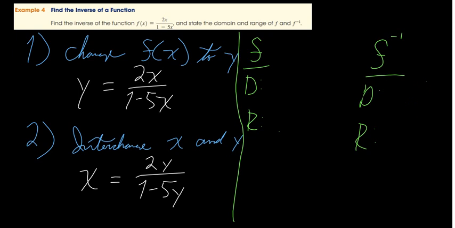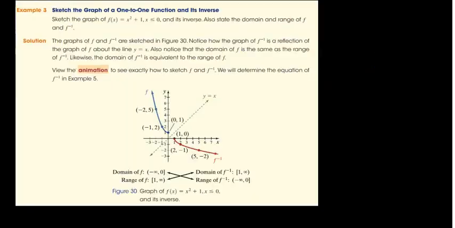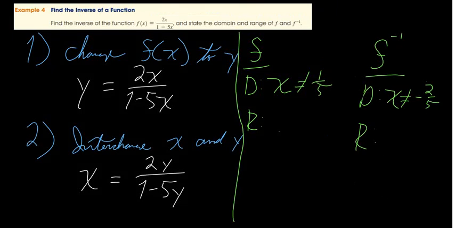Okay. The domain of f is every number except that it cannot be equal to 1/5, and the domain of f inverse x cannot be equal to, what do we say? Negative 2/5. Okay. All right. So obviously this is interval notation, and we'll see interval notation here in a moment.